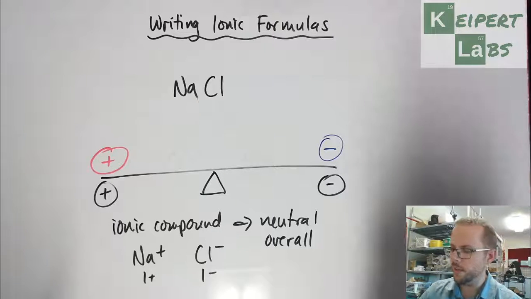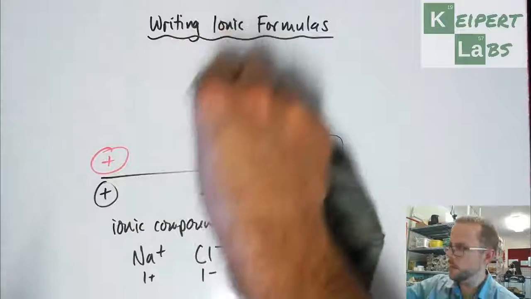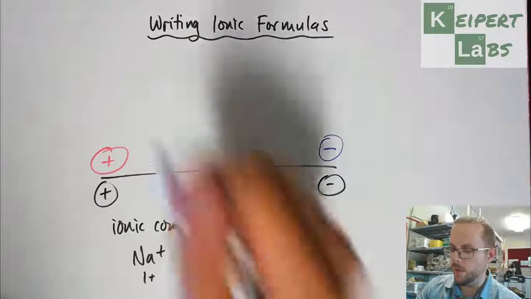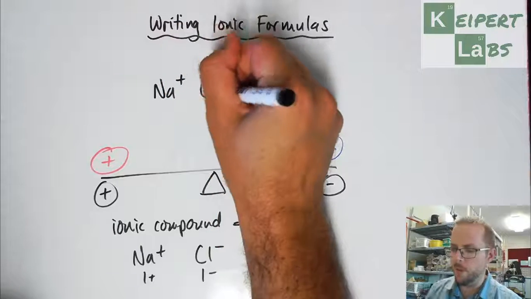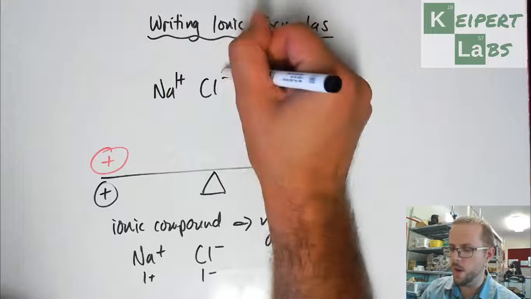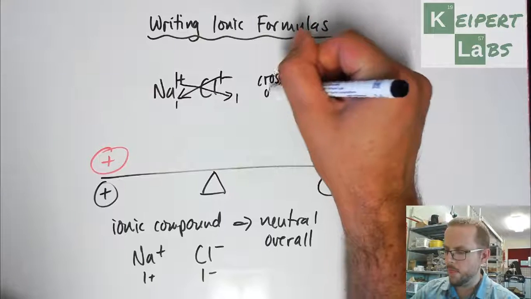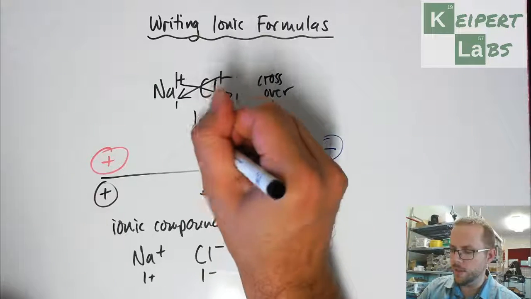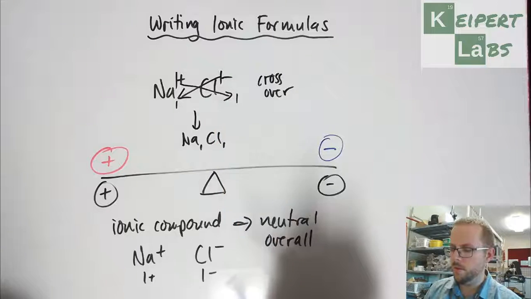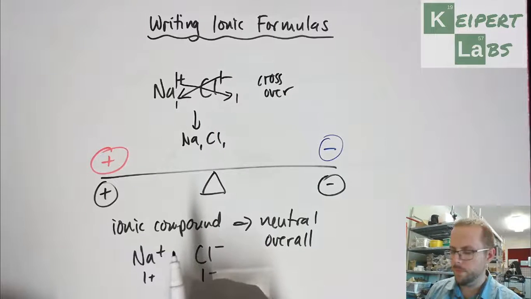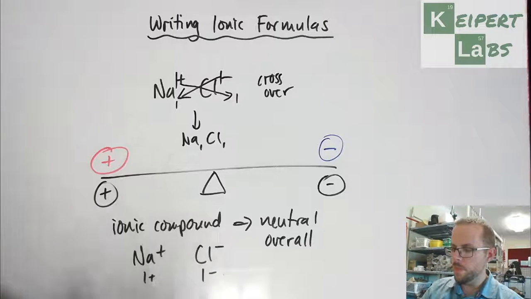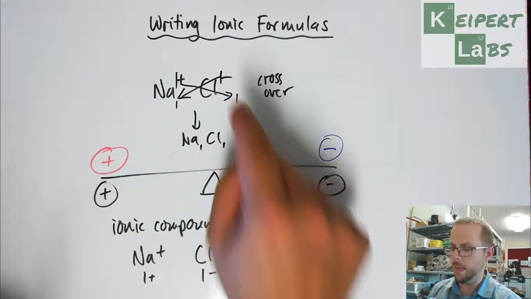One technique that you can use to help you in writing these formulas is that I can write the formulas for my ions here, and I can just imagine that I've got 1s written here, so that's 1 plus and 1 minus. I can bring that 1 down over here, and I can bring this 1 down over here. We call this the crossover technique. Then I would say Na1Cl1, and then I can take the 1s away to simplify. I can use that to help me balance it out.